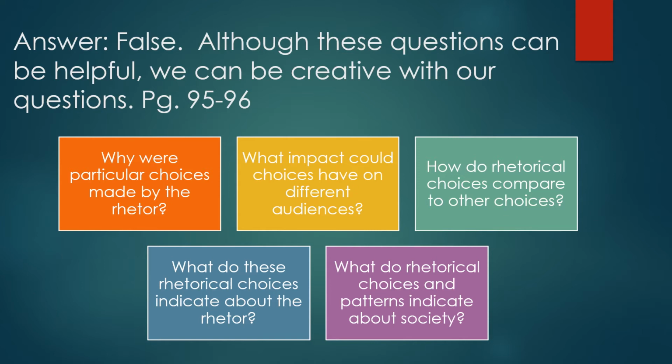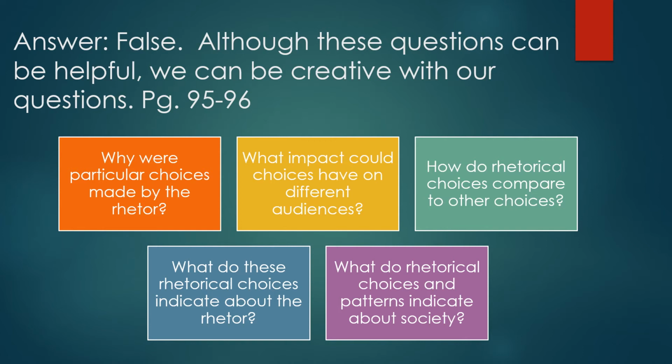So the questions below are such a great starting point if you don't really know where to start, especially after your analysis. The first one, why were particular choices made by the reader? You can look at actual words, you can look at meanings of words, what impact could choices have on different audiences. Being aware of different cultures or age groups or generations can really help us realize the impact on each audience and the differences.